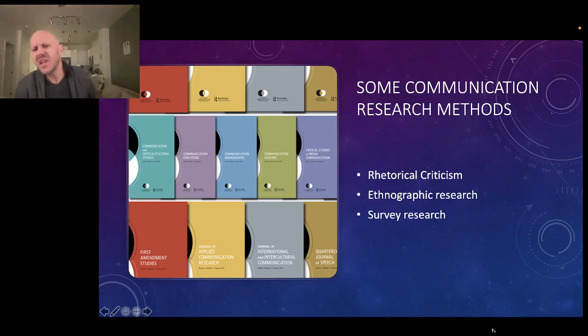A third communication method would be survey research. You create a survey, and you get a sample of people to answer that survey. Hopefully that sample is representative of whatever population you're trying to study, and you're going to quantify, statistically measure certain attitudes perhaps within that community or that population. You want to see what's the frequency of certain behaviors in that community.